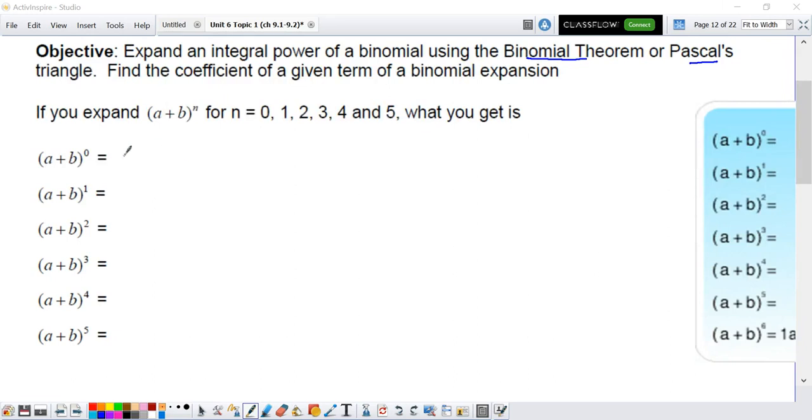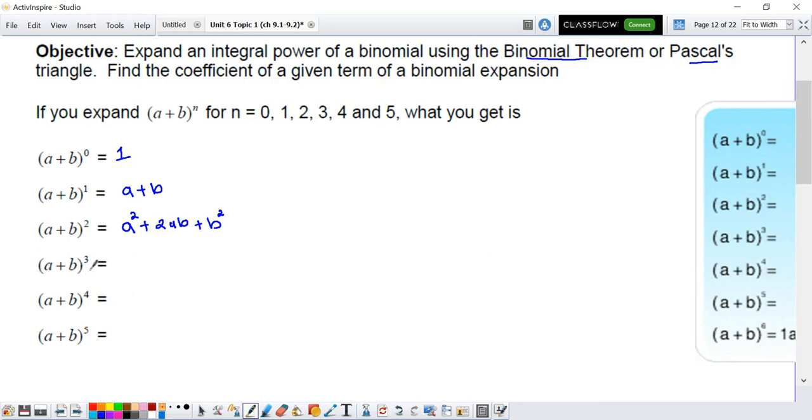So let's explore. What is (a plus b) to the 0 power? 0 power gives you 1. (a plus b) to the 1, you get a plus b. (a plus b) squared. The most common misunderstanding students have is a squared plus b squared, but that is not true. There is always the middle term, which is 2ab.